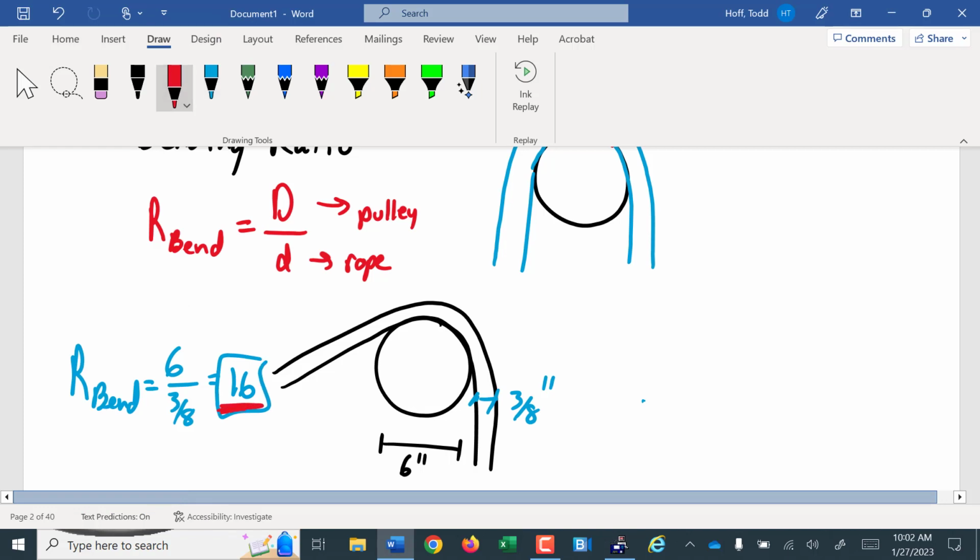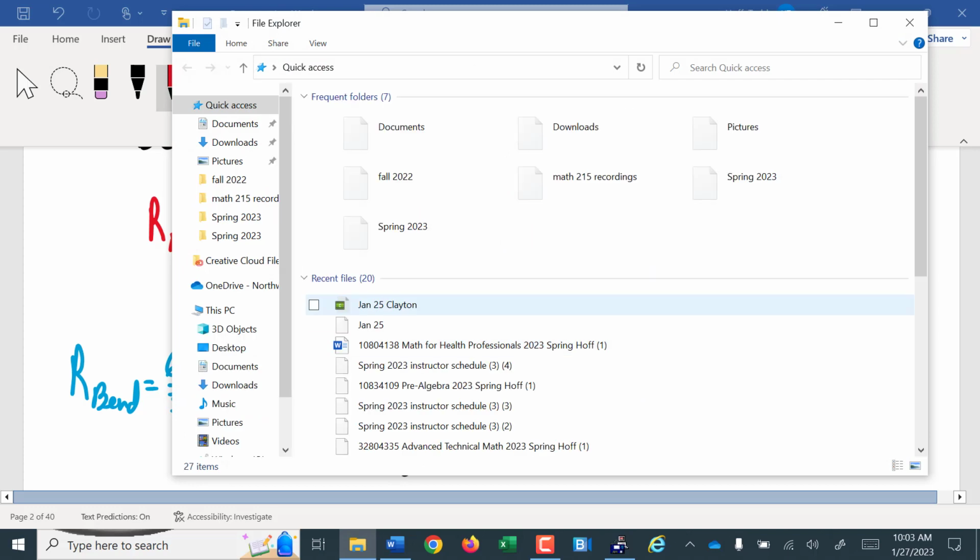Well, what does that 16 tell us? We have to flip ahead in the book to page 156. On page 156, we have a table for bending ratios. I think I've got this one on my desktop, so let me pull up a copy so you can see a big version up here.